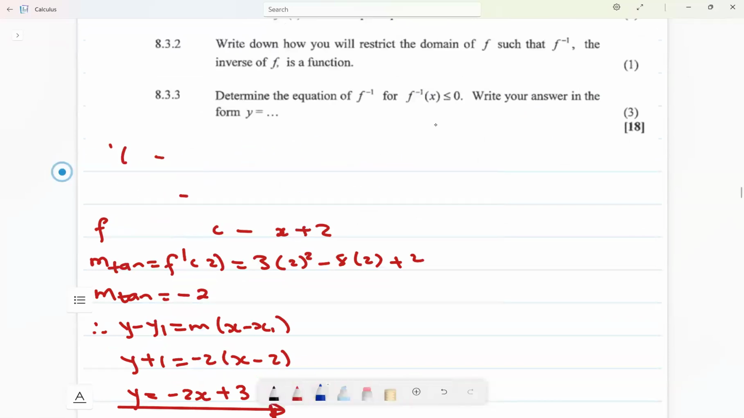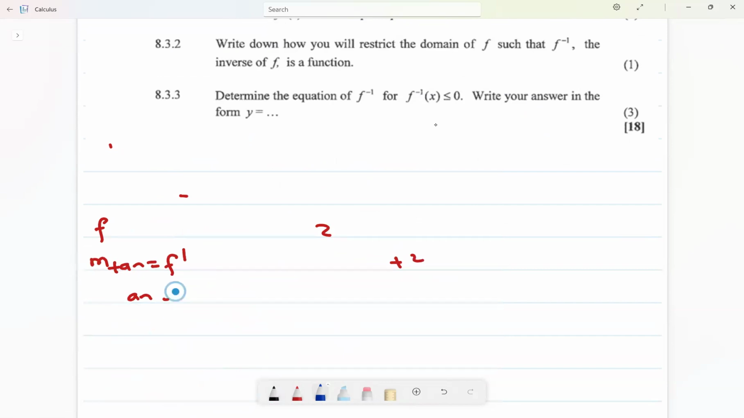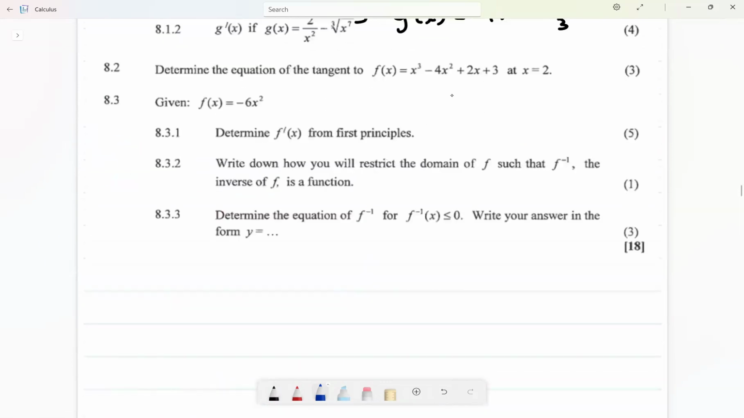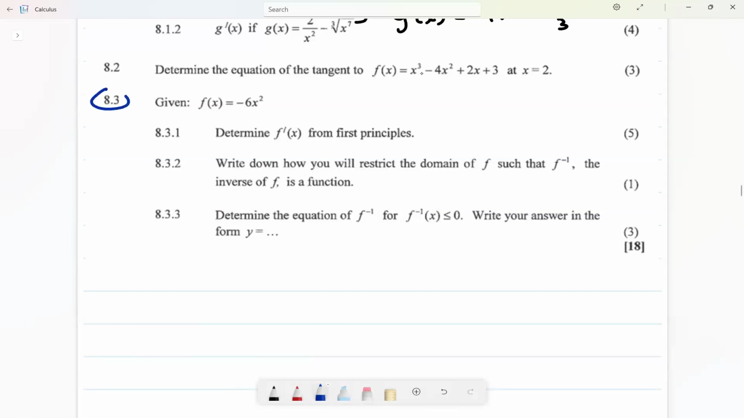Let me erase this quickly. And then I move on to 8.3, which is now inverse functions. Inverse functions and the derivative are not the same. So we are given 8.3: f of x is equal to negative x squared. Determine f prime x from the first.